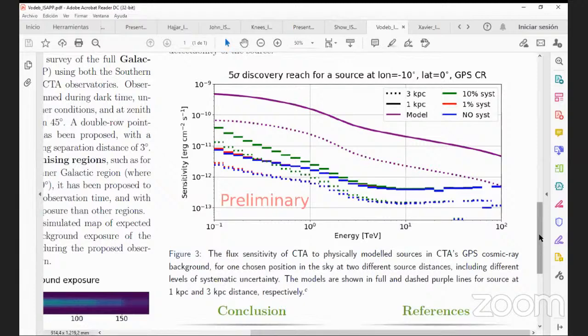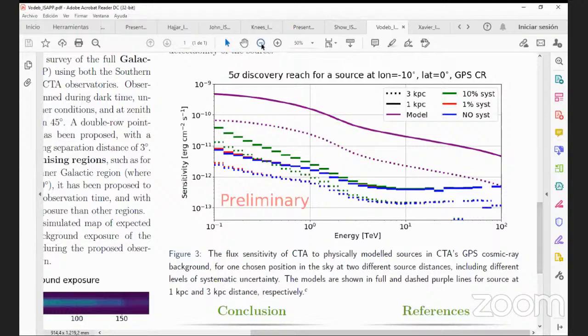At this point, we also added different levels of systematic uncertainty in our sensitivity calculations. And for the implementation of systematics, we followed the CTA consortium publication that is also cited in the references.